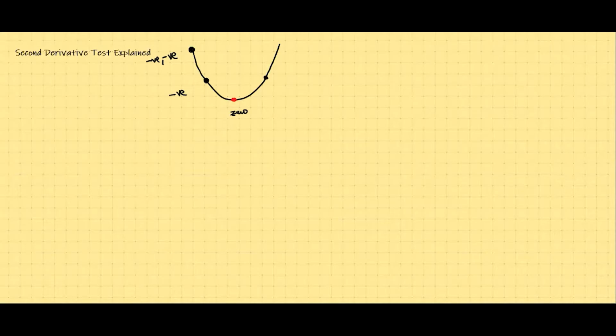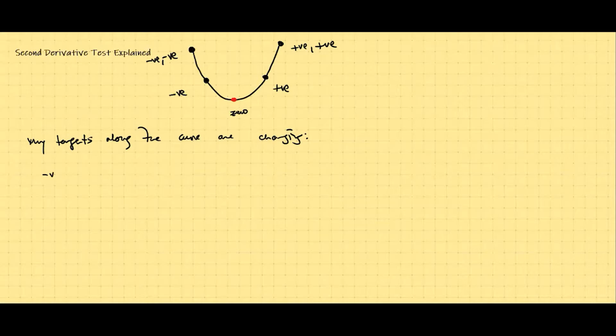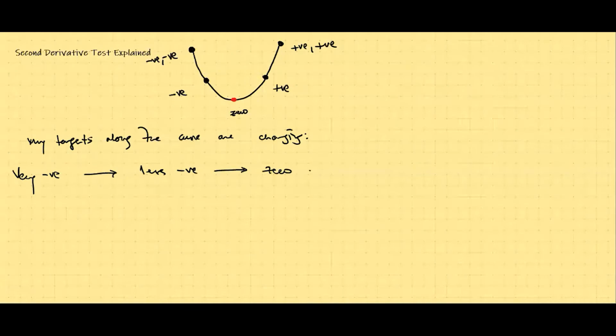And if I move further along, now the tangent is not going to have a negative gradient. It's going to have a positive gradient. And if I move further along, I'm going to have a much more positive gradient. So what's happening here? My tangents along the curve are changing, right? And how are they changing? Well, they're starting out being very negative, and then they're becoming less negative, and then it becomes zero, and then it becomes positive, and then finally it becomes very positive.